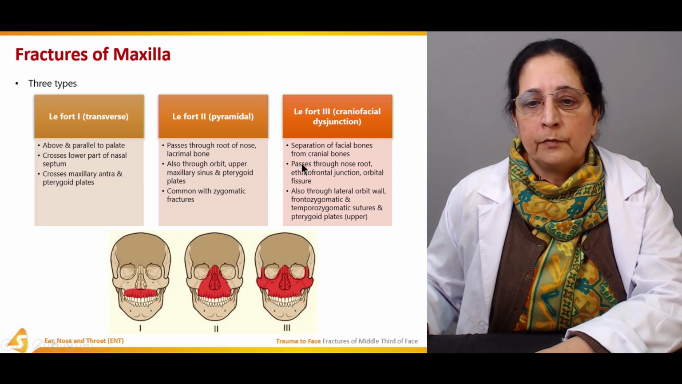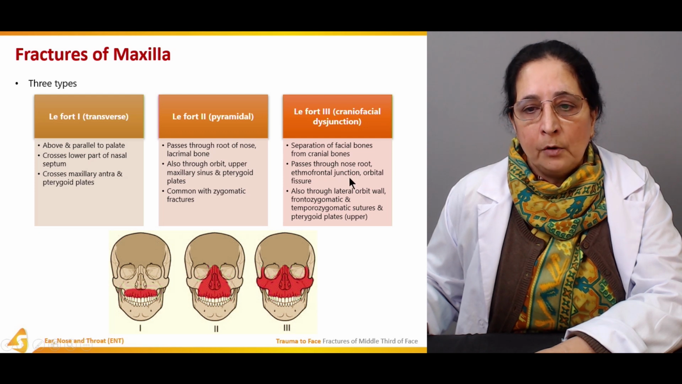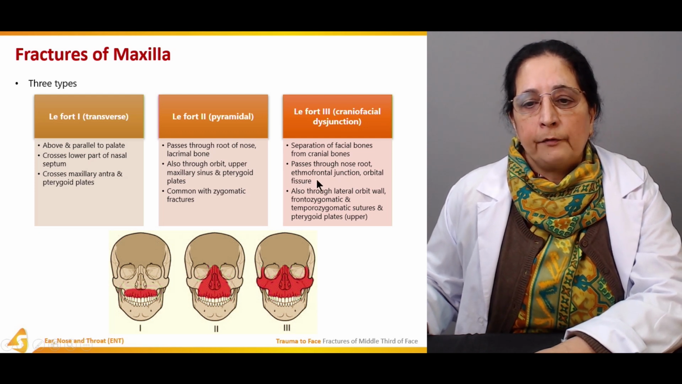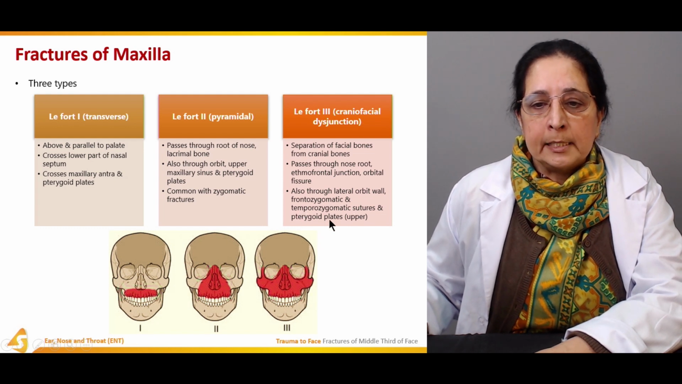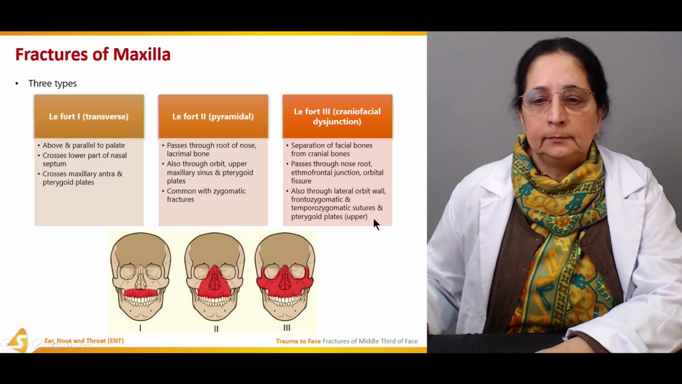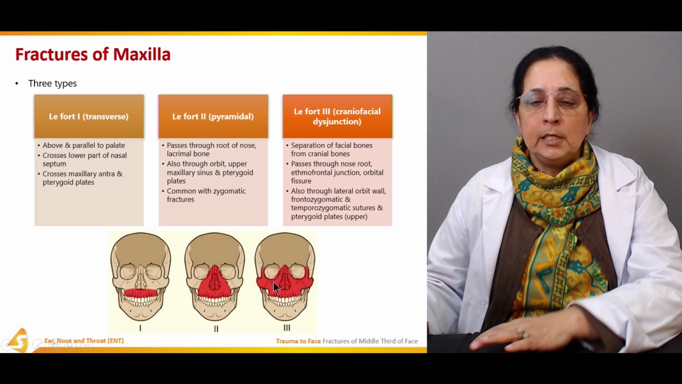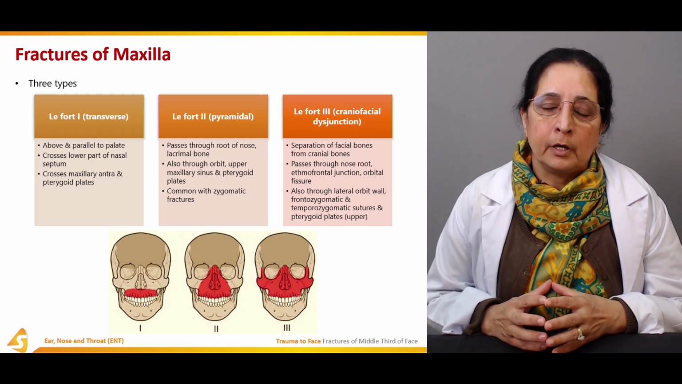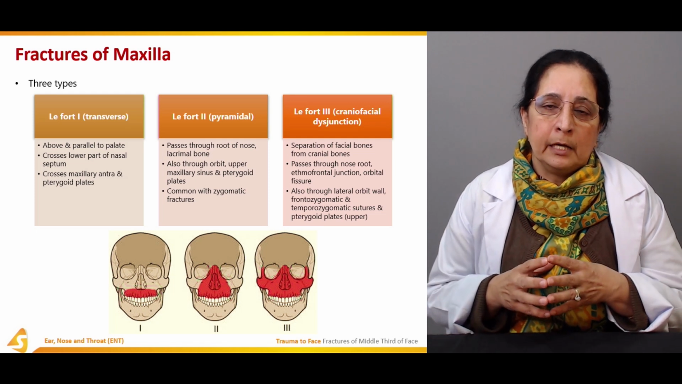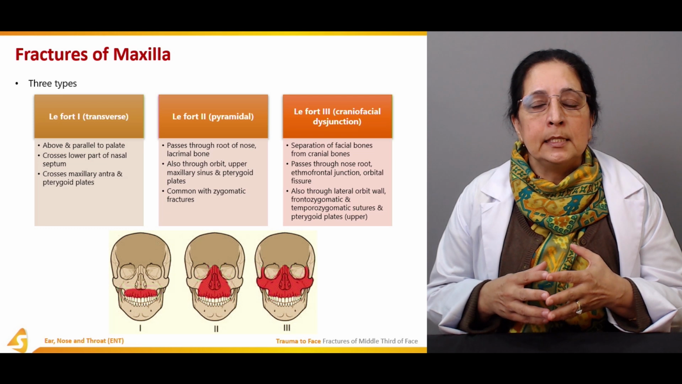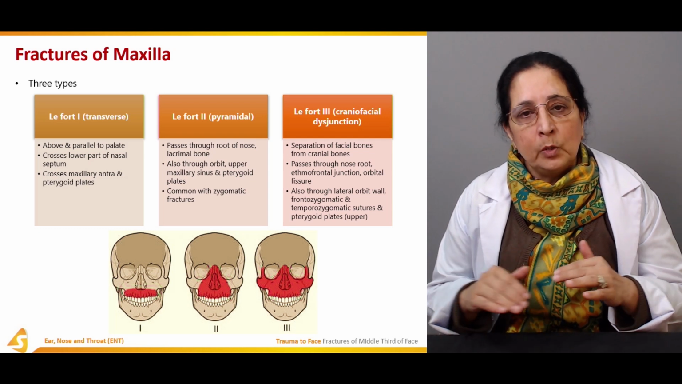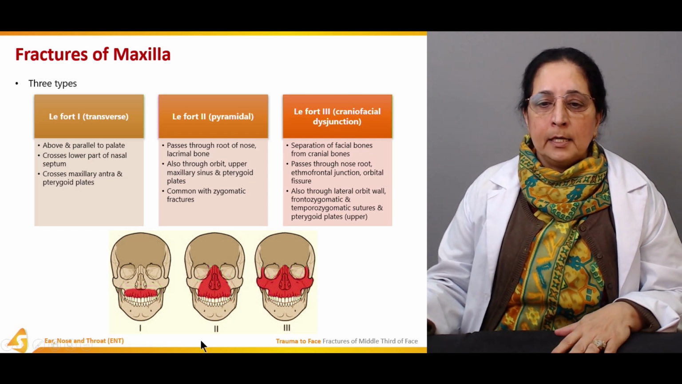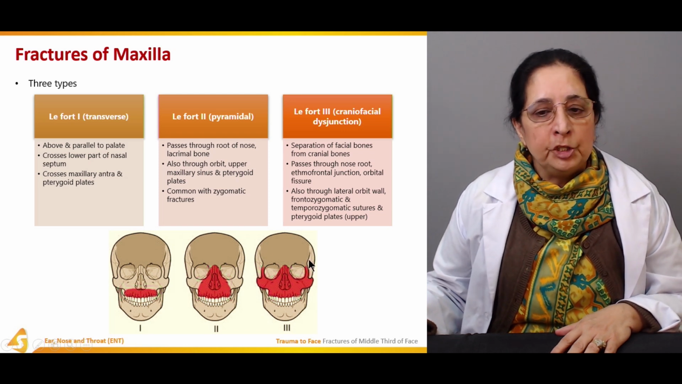Separation of facial bones from cranial bone passes through the nose root, frontal junction, orbital fissure, also through the lateral orbital wall, frontozygomatic and temporozygomatic sutures, and upper pterygoid plates. So these are the three types of maxillary fracture depending on the area affected by the injury or the accident. Le Fort 1, 2, 3. 1 is limited, 2 is a little more pyramidal in shape, and the third is more extensive and there is craniofacial disjunction.